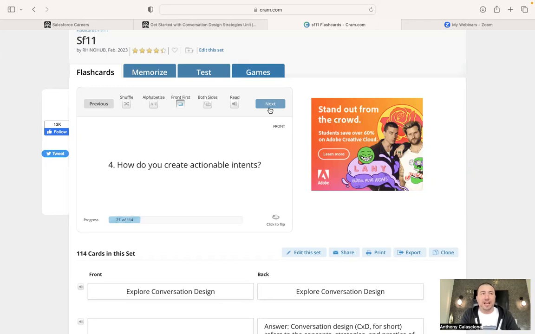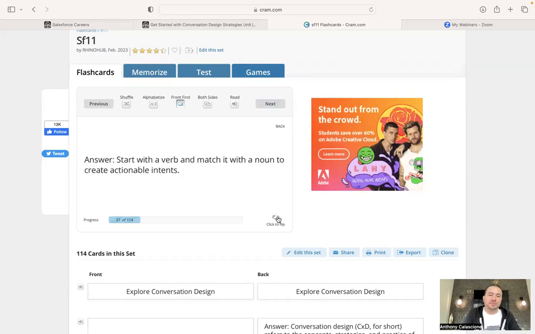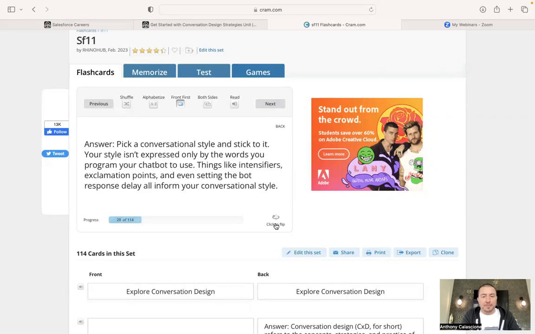How do you create actionable intents? Start with a verb and match it with a noun to create actionable intents. What is the importance of deciding on a conversational style? Pick a conversational style and stick to it. Your style isn't expressed only by the words you program your chatbot to use. Things like intensifiers, exclamation points, and even setting the bot response delay all inform your conversational style.